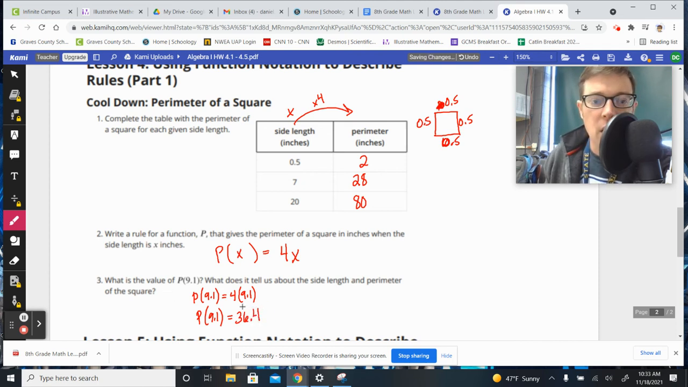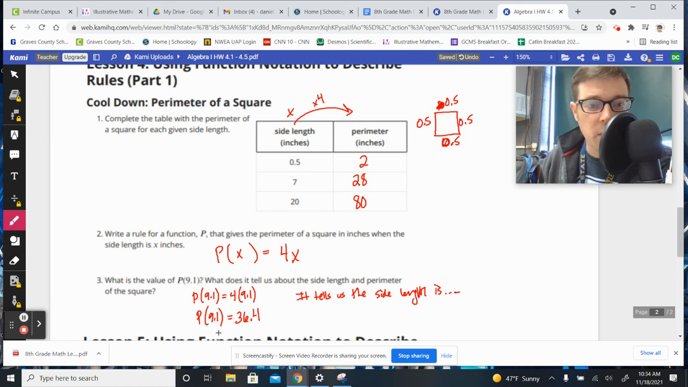This is the output. What does this tell us about the side length and the perimeter of our square? It tells us the side length is, and then just finish it off. I mean, you know that the side length is 9.1 because that's your input, that's your x value. And then you know that the perimeter is 36.4. So it tells us the side length is 9.1 inches, and the perimeter of that square is 36.4 inches. Don't forget your units when you write that out.